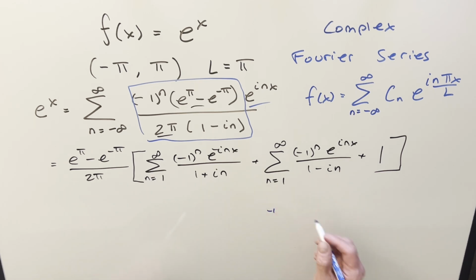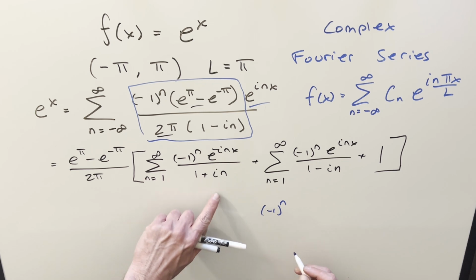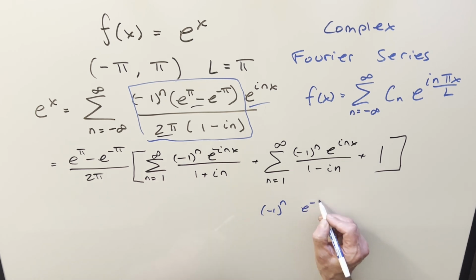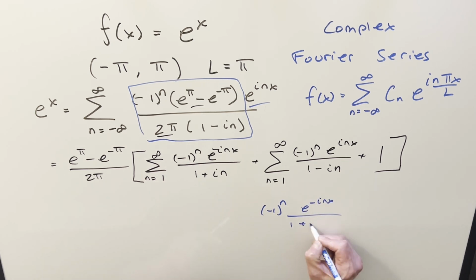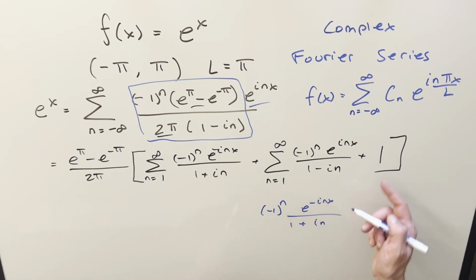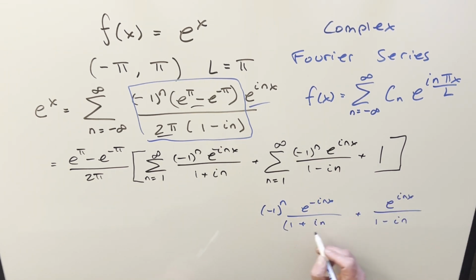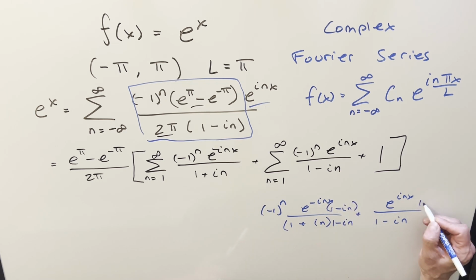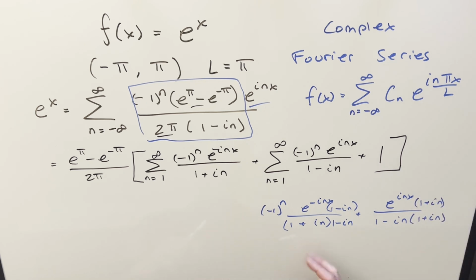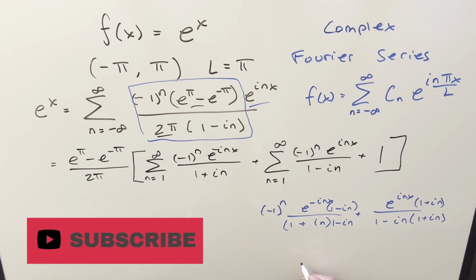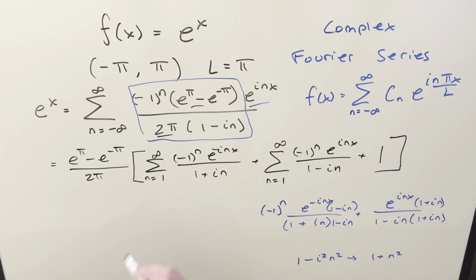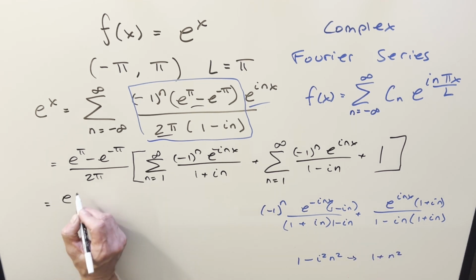So what's going to happen if we pull these together, I can factor minus 1 to the n out front. So then we're going to have e to the minus inx over 1 plus in. And the other one's going to be all this stuff. But then from here, let's get a common denominator, multiply in 1 minus in here and 1 plus in here. When you multiply this out, like difference of two squares, for this denominator, it's going to become 1 minus i squared n squared, but i squared is negative 1, so this really becomes 1 plus n squared.